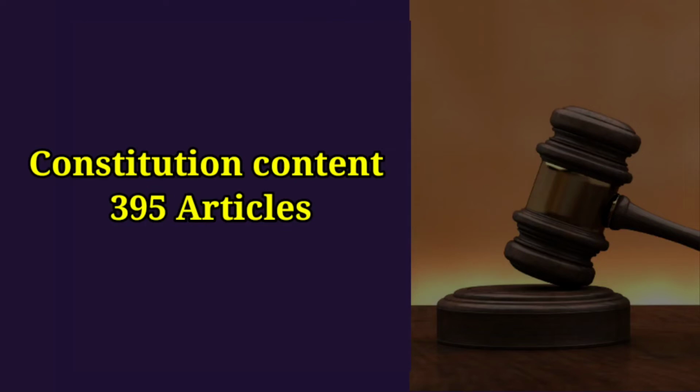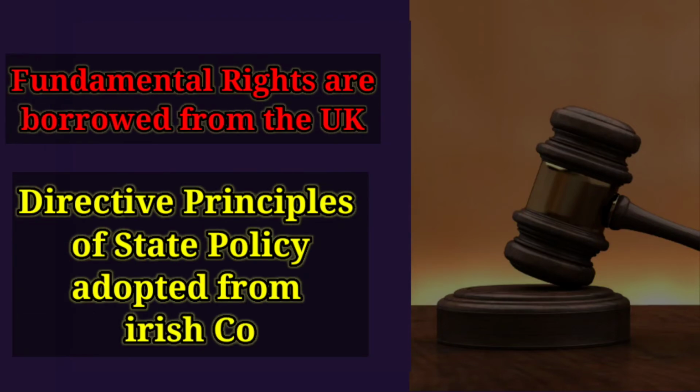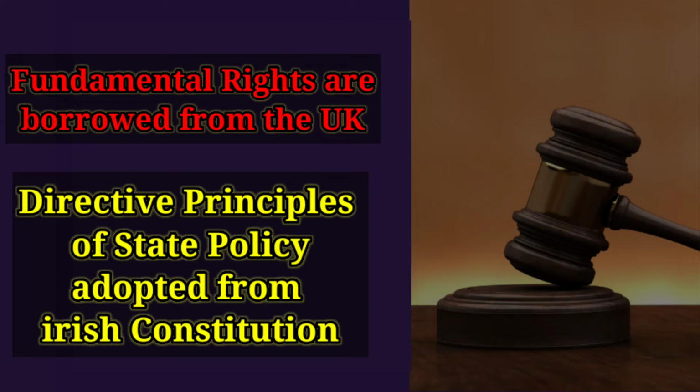The fundamental rights model was borrowed from the American Constitution, the parliamentary system of government was adopted from the United Kingdom, and the directive principles of state policy were taken from the Irish Constitution.